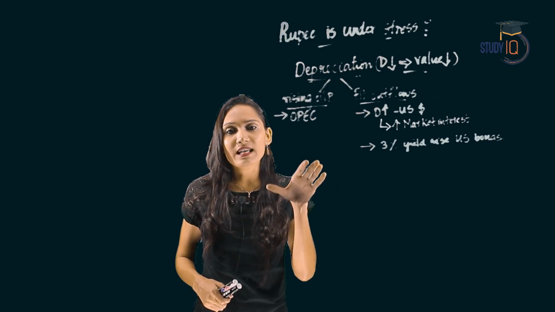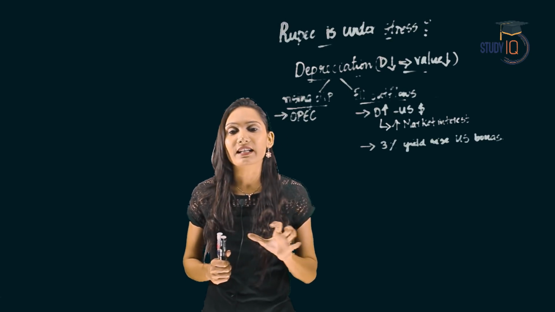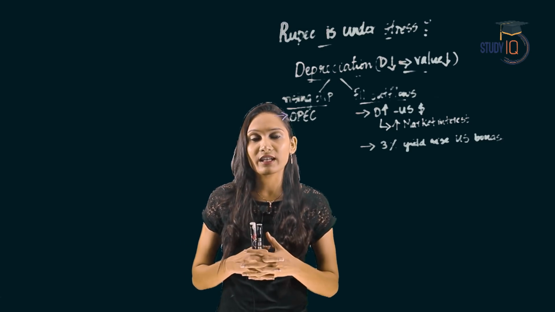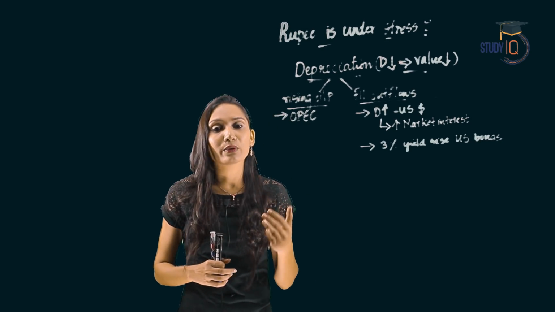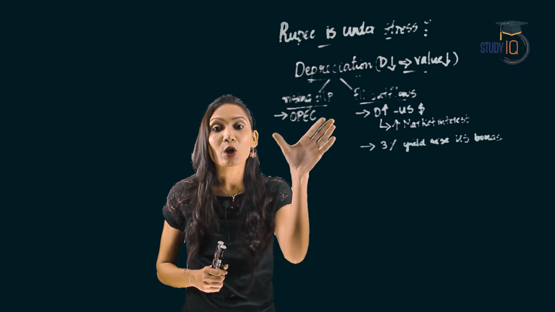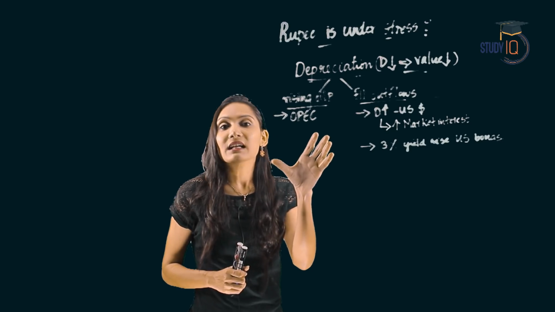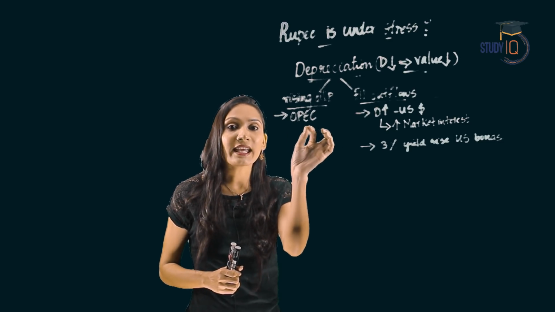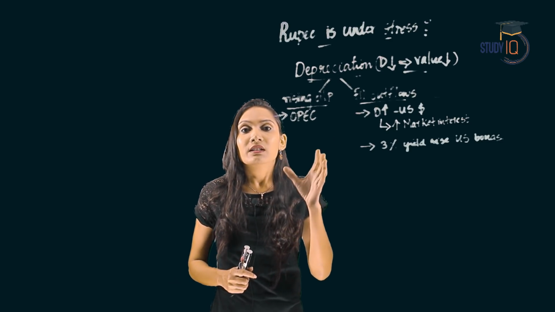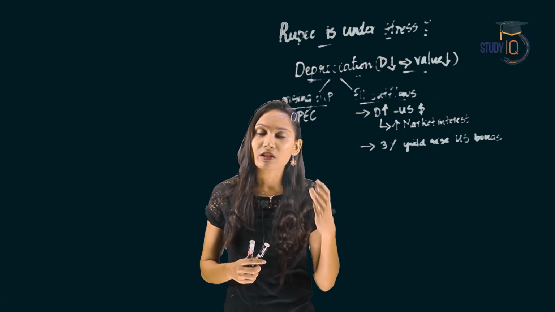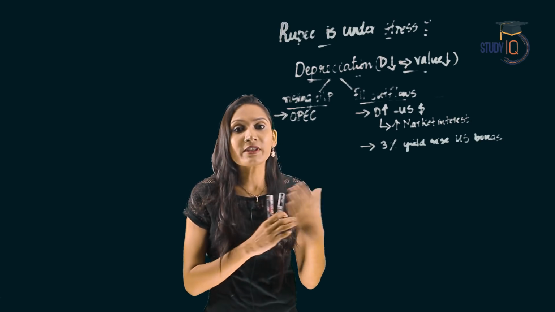OPEC means Organization of Petroleum Exporting Countries. It is an intergovernmental organization. And what is the purpose of this organization? It coordinates and unifies the petroleum policies of its member countries. So, who are the member countries of OPEC? The member countries are oil exporting countries. So, this intergovernmental organization unifies and coordinates the policies of its member countries.